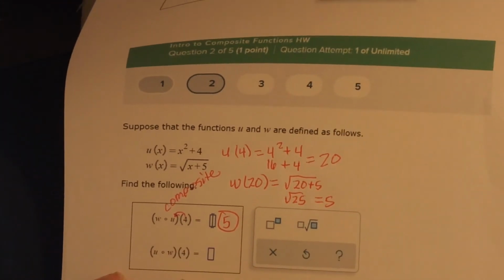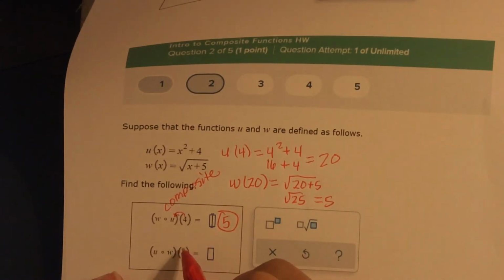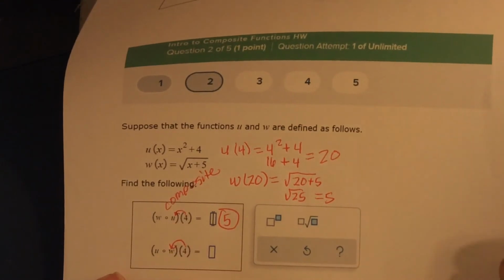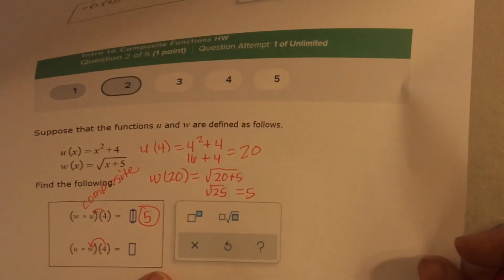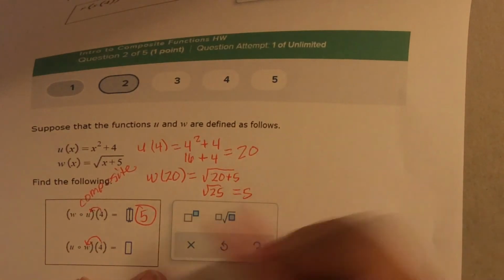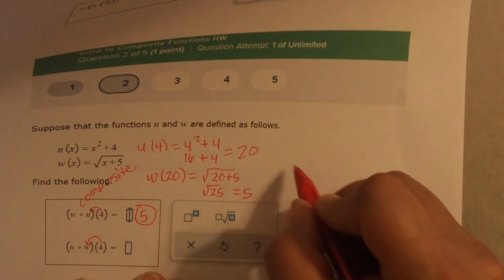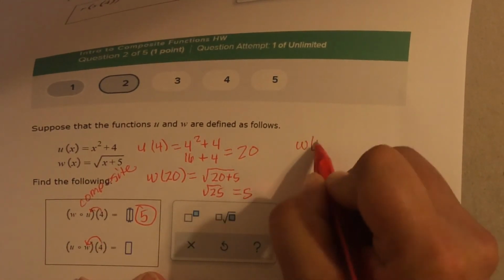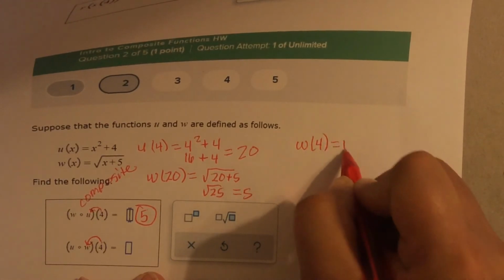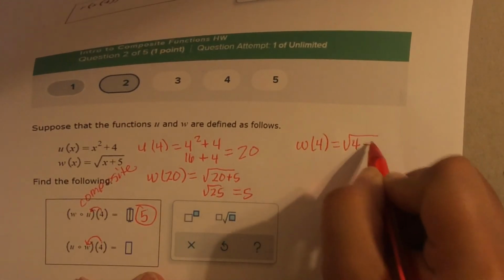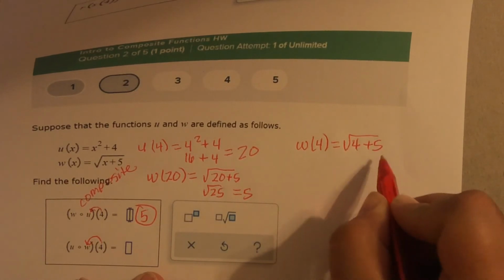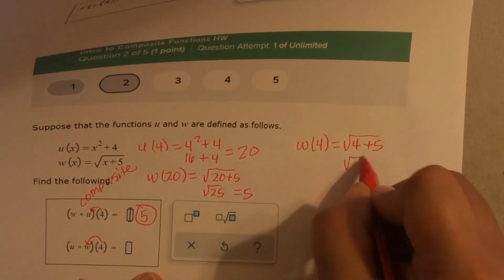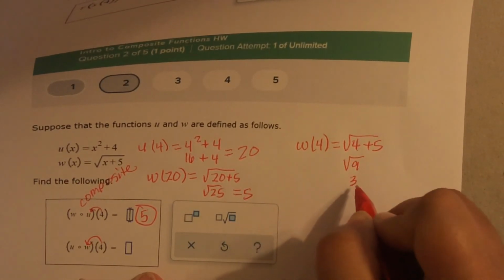Okay, now we're going to go u composed with w of 4. So that means the 4 is going to go into the w first. Okay, so we're going to go over here and find w of 4 first. It's going to be the square root of 4 plus 5, which is the square root of 9, which is 3.